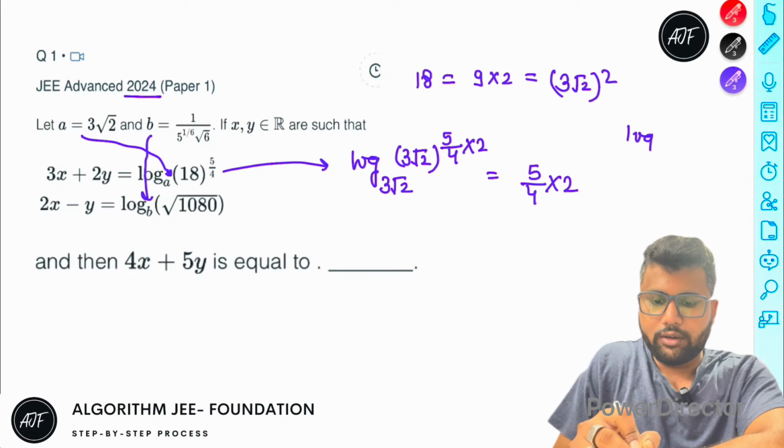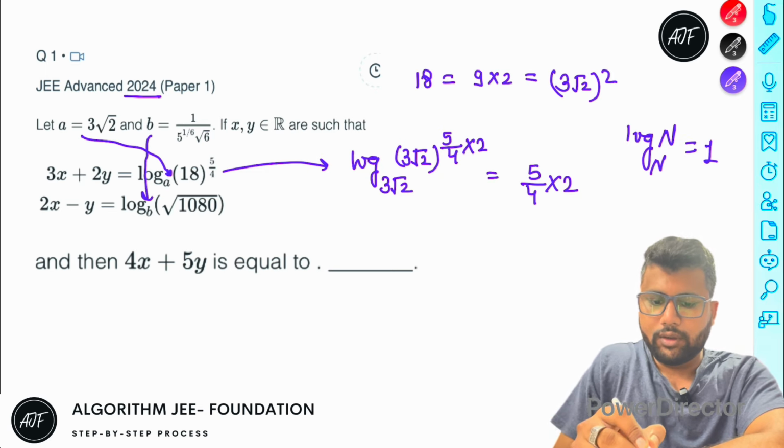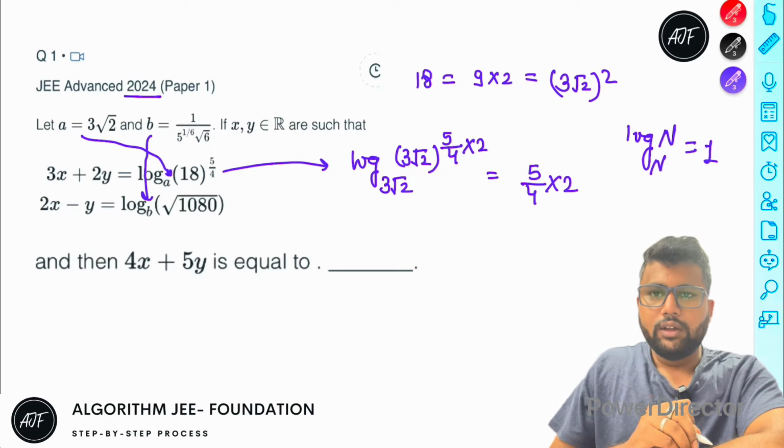Now you see that the log answer is 1, and the power is shifting to the coefficient, so the coefficient is directly the answer according to the property.